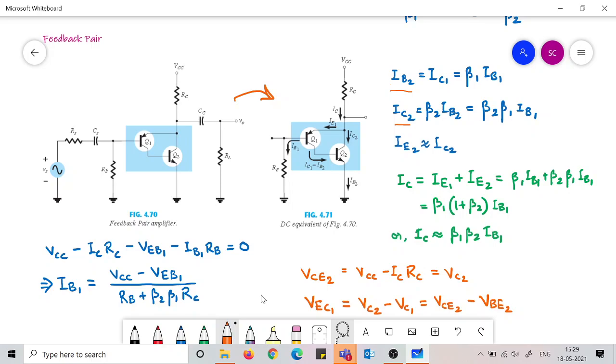For this we employ KVL. So VCC minus IC RC minus VEB1. This is the emitter, this is the base, this is the collector, and we are coming from E to B. So VCC minus IC RC minus VEB1 minus IB1 RB equals 0. So IB1 will be like this.